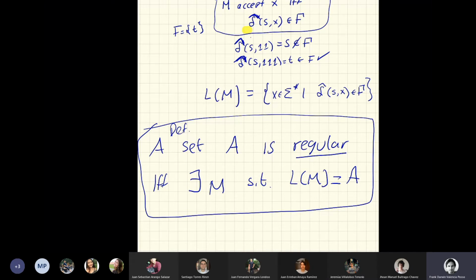In this case, as Joan asked, A is the empty set. What I need to show, to prove that the empty set is regular, is to find an automaton, any automaton, whose language is the empty set. Do you understand that now, Juan Sebastian?